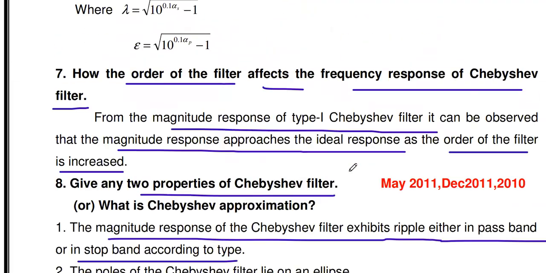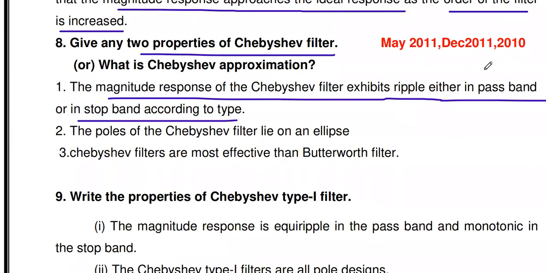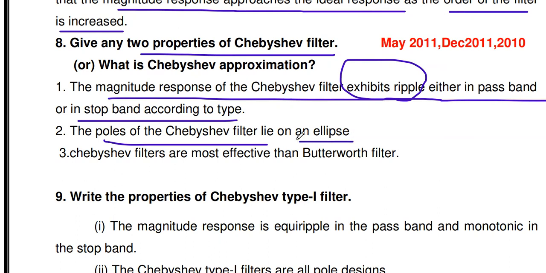So either in pass band or stop band, the magnitude response of Chebyshev filter exhibits the ripple. This is the first thing. Then the next one, the poles of Chebyshev filter lie on an ellipse. So the Chebyshev filter poles are located in ellipse shape. In Butterworth filter, the poles are located in a circular manner. So that is the difference.